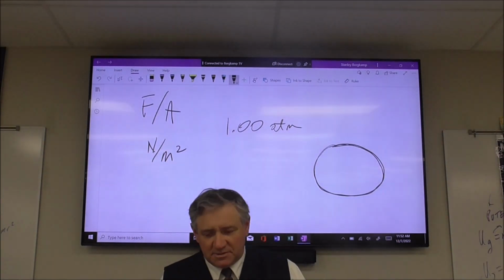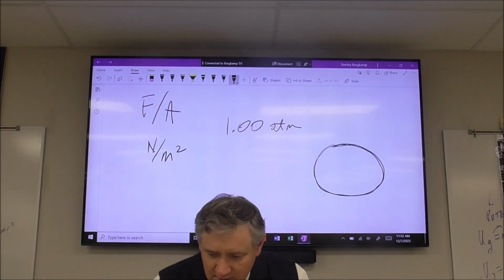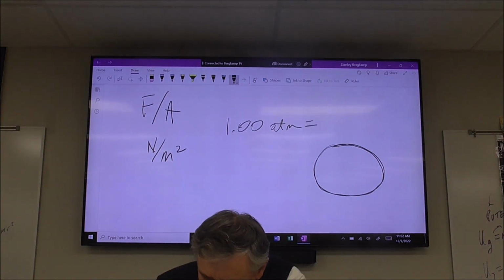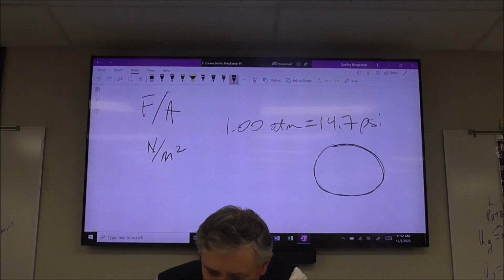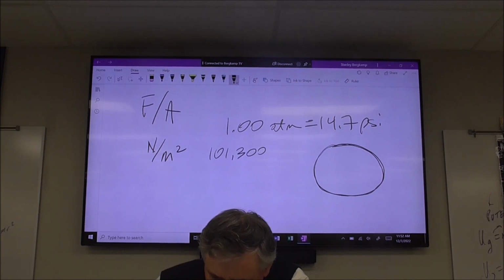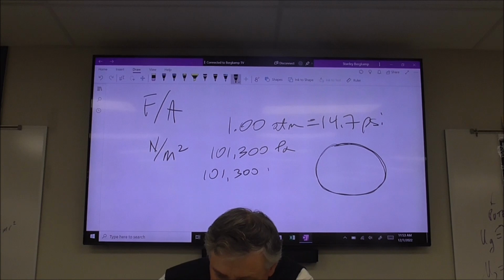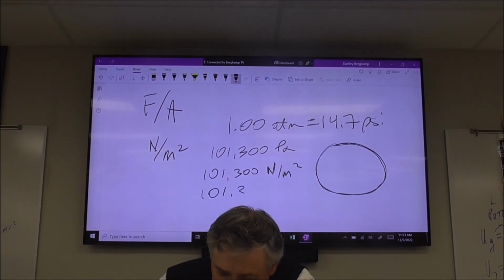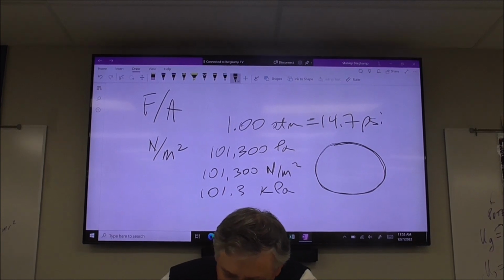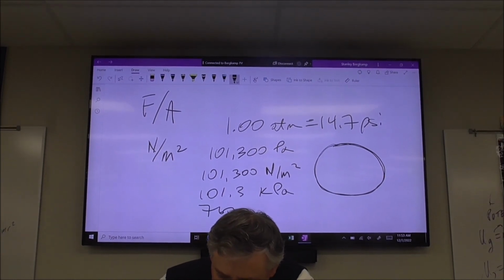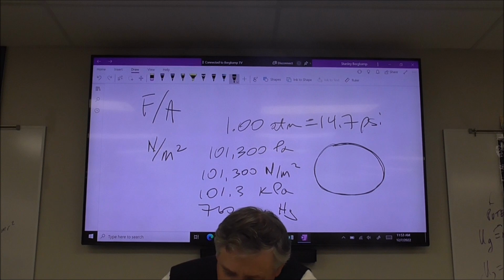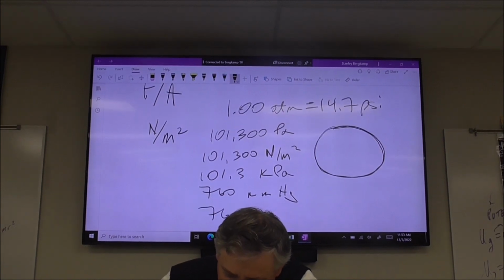So, one atmospheric pressure is equal to 14.7 psi, which is also equal to 101,300 pascals, which is 101,300 newtons per square meter, which means the same thing, which is 101.3 kilopascals, which is 760 millimeters of mercury, which is also 760 torr.